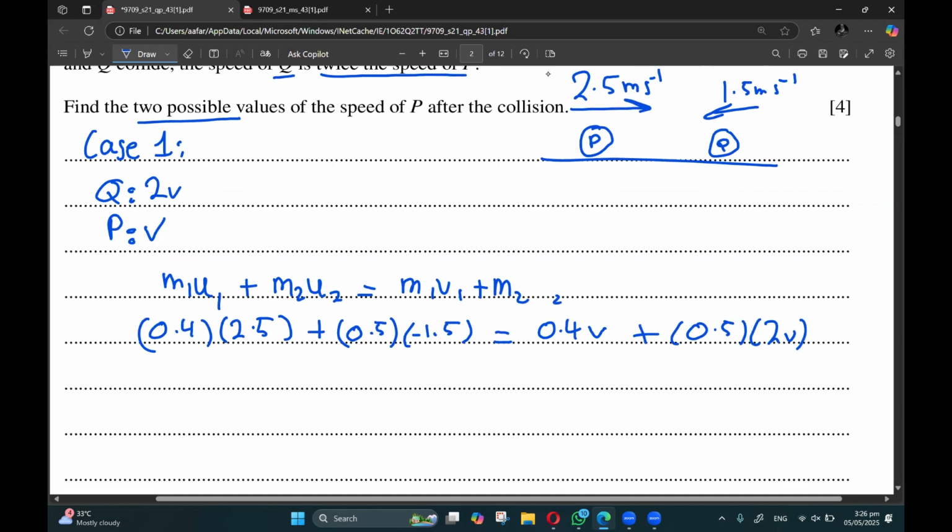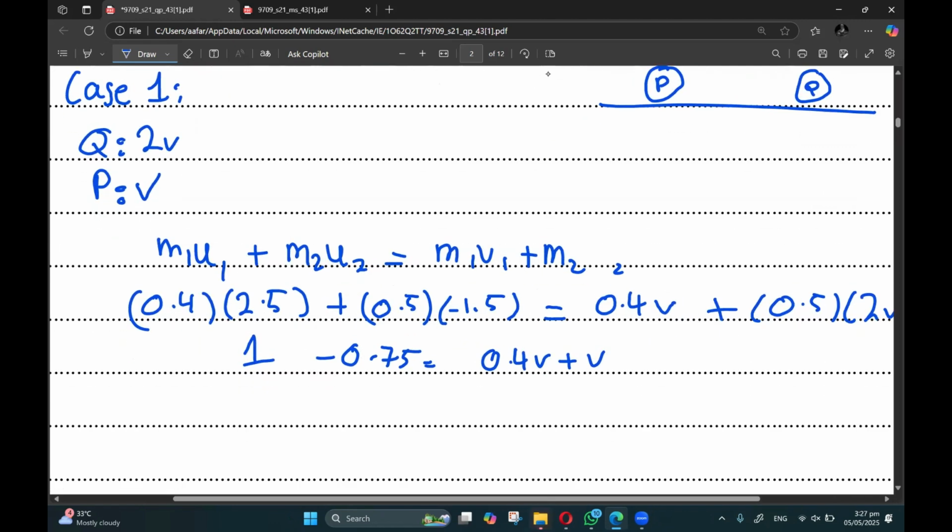Okay, simplify this. 0.4 times 2.5 equals 1. 1 minus 0.75 is equal to 0.4v plus v.